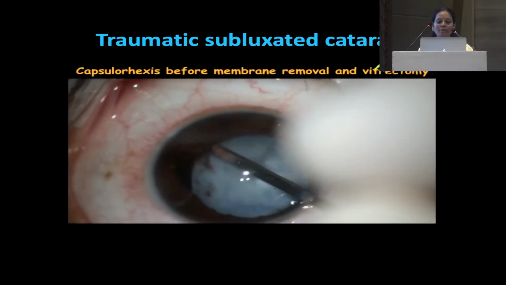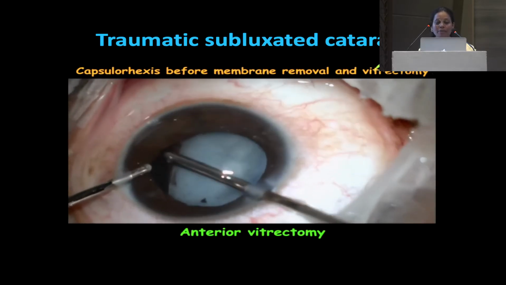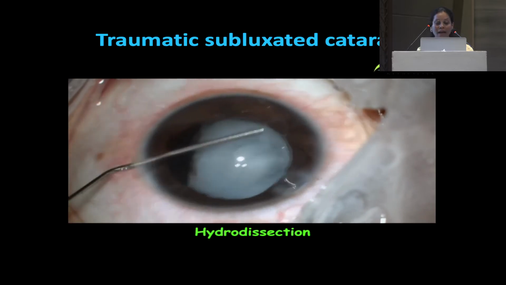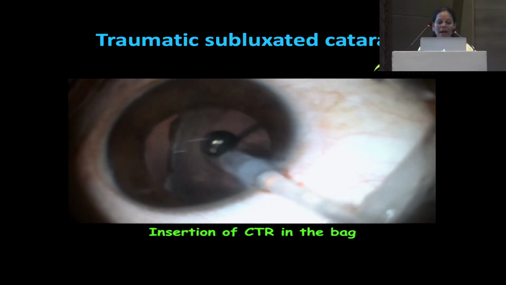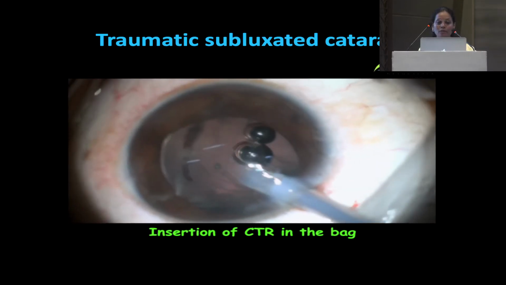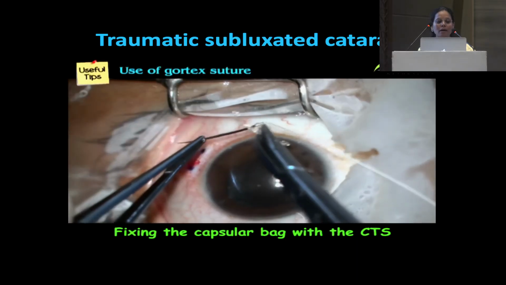Now the membrane is removed gradually and a vitrectomy is done in that area. So you see, after the vitrectomy, be careful that you don't eat up your iris pattern or also the edge of the lens. Then a bimanual irrigation aspiration is done and a CTR is inserted into the bag to inflate it properly. Now in the area of subluxation you can see a tunnel is made.